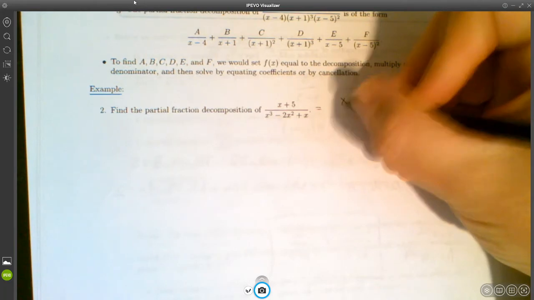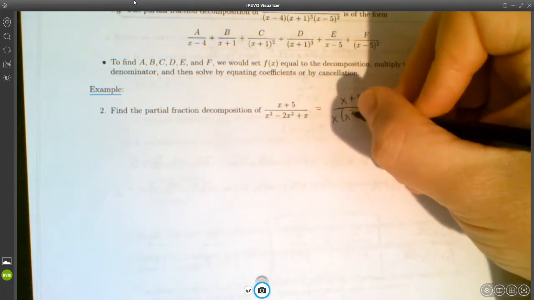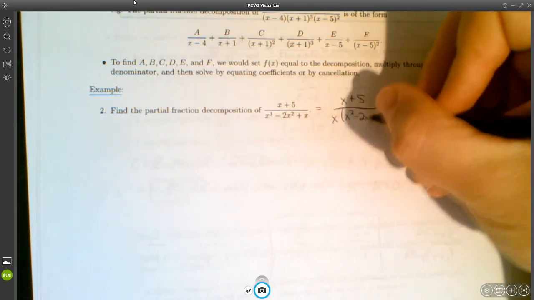To start off with, we need to factor. Okay, we can factor out an x, and then I'm left with x squared minus 2x plus 1.